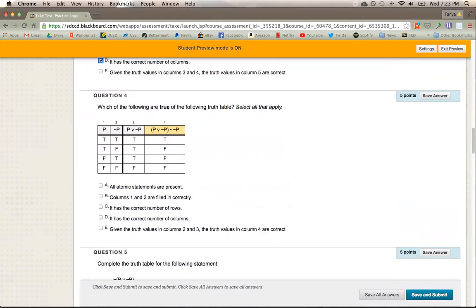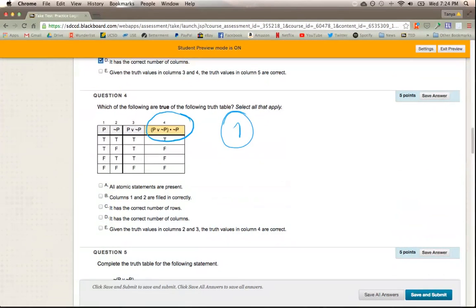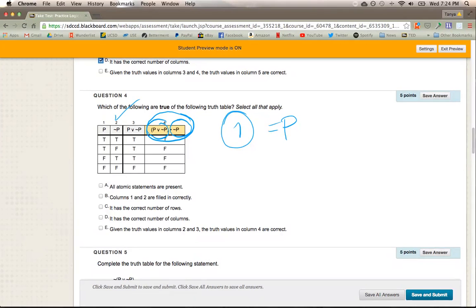Okay, which of the following are true of this table? Let's start with the statement that we're given. How many different letters are there? There's only one, P. P is the only atomic statement, but I can already see it's got too many rows. Are all the columns present? In order for this table to be complete, we would need both conjuncts in the table. So is not P already in the table? Yes, it is. Is P or not P in the table? Yes, it is. So that looks good.